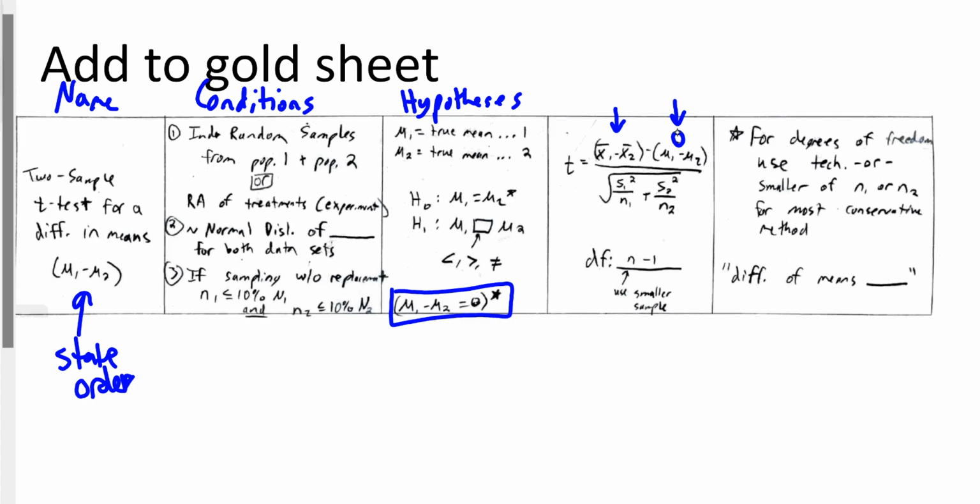Worth noting, we still need to use our degrees of freedom. It's still going to be n minus 1 for the smaller. We are always using the smaller, more conservative one. Make sure you're doing that just like with confidence intervals. And just a couple notes: there's going to be a way I can show you with technology to do that, but otherwise, use the smaller one. And we're stating difference of means in our conclusion. So formula, notes.